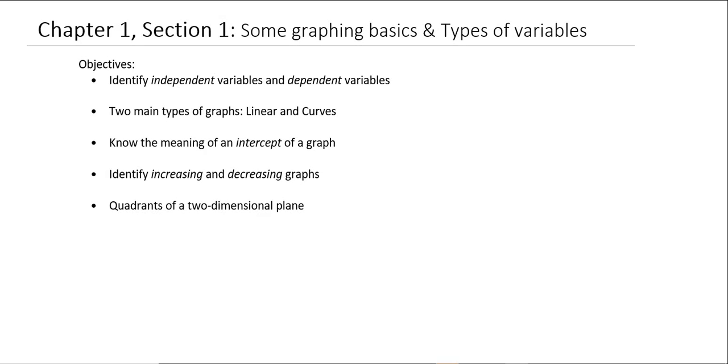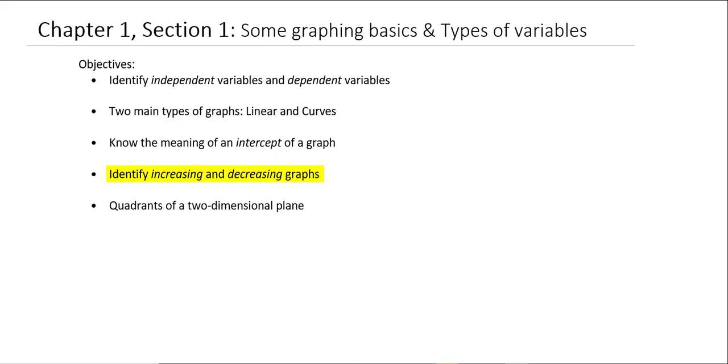In this video, we will look at some graphing basics and types of variables. Our objectives are to identify independent versus dependent variables. We'll look at two main types of graphs, linear and curves. We'll understand the meaning of what an intercept for a graph is.